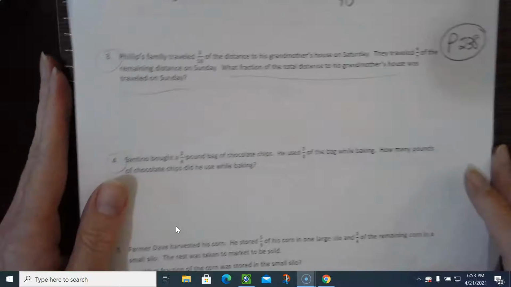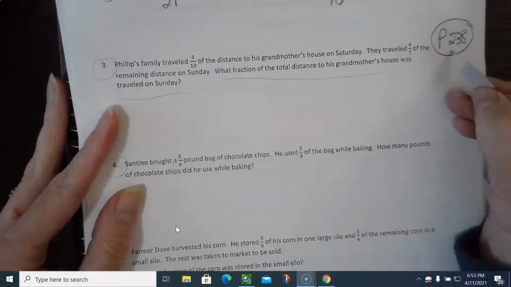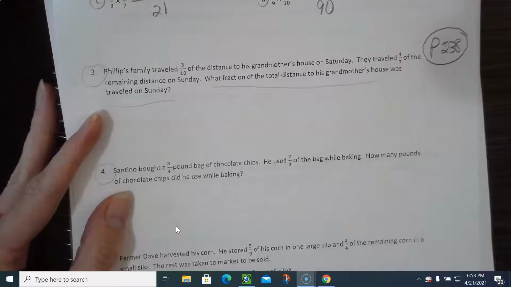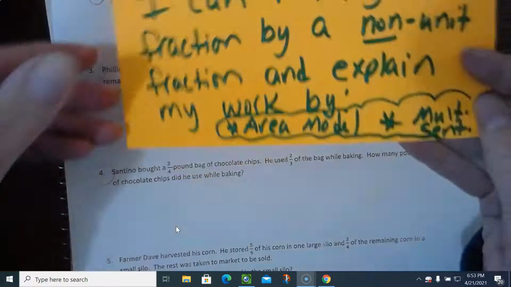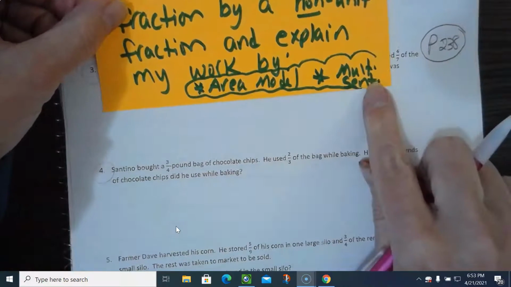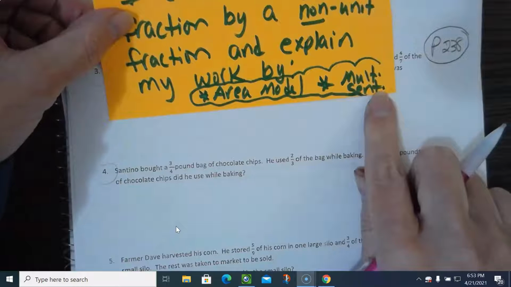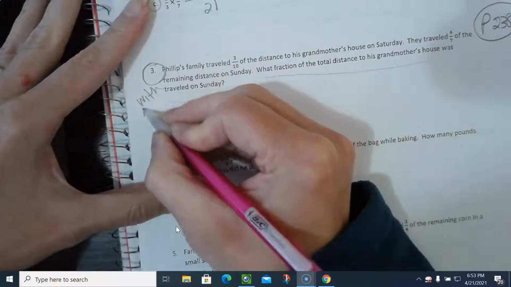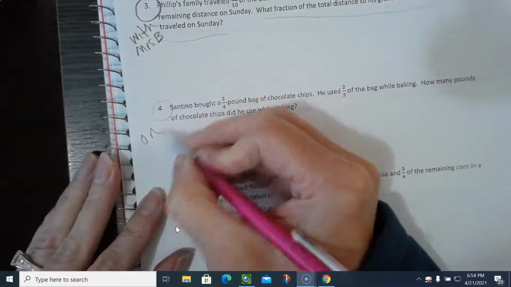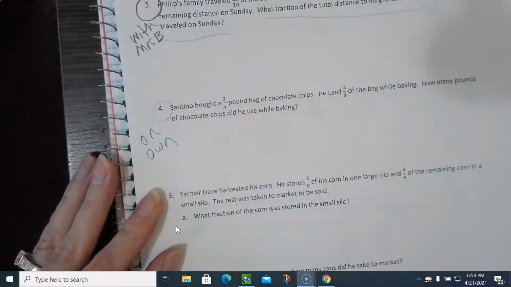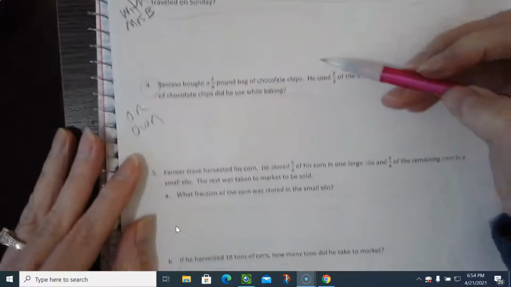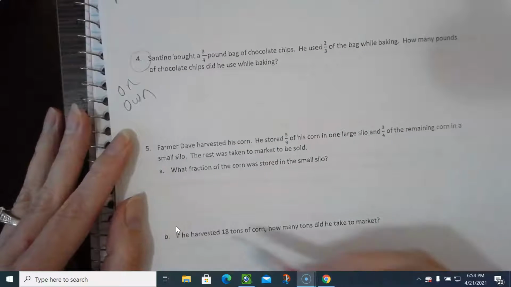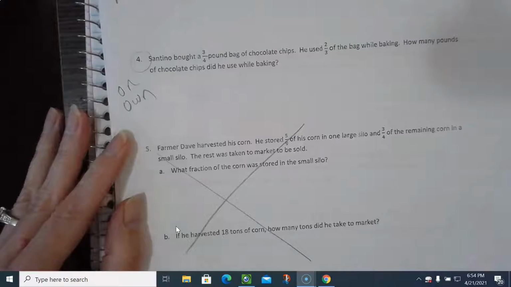All right, boys and girls, we are going to be working through two story problems. Again, we are still focusing on doing the area model or using that multiplication sentence to help us out. So we're going to do two of them. Problem 3 will be with me, Mrs. Becker, and problem 4 is going to be on your own. And then you will take a picture of those two story problems. Story problem number 5, I am not going to have you do. You can cross that one out.